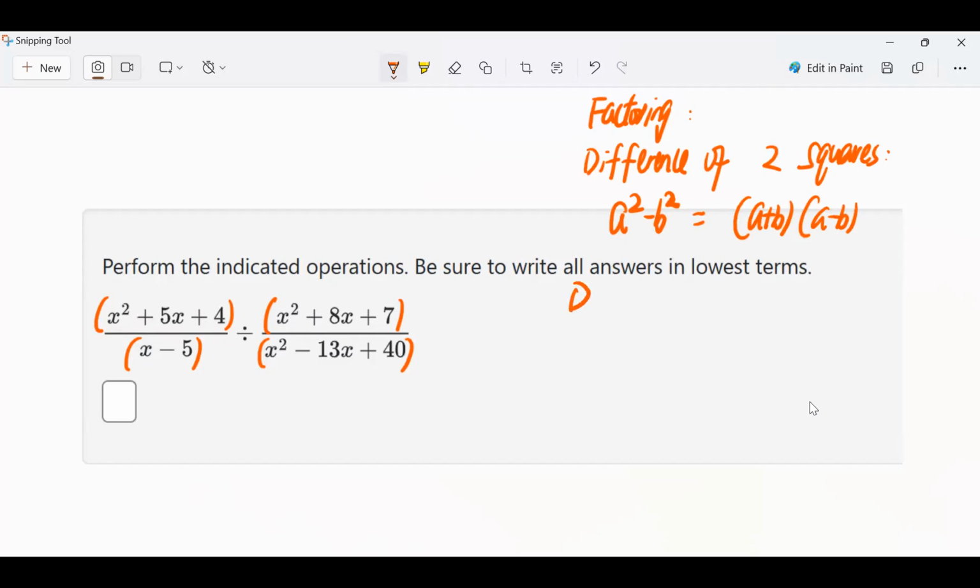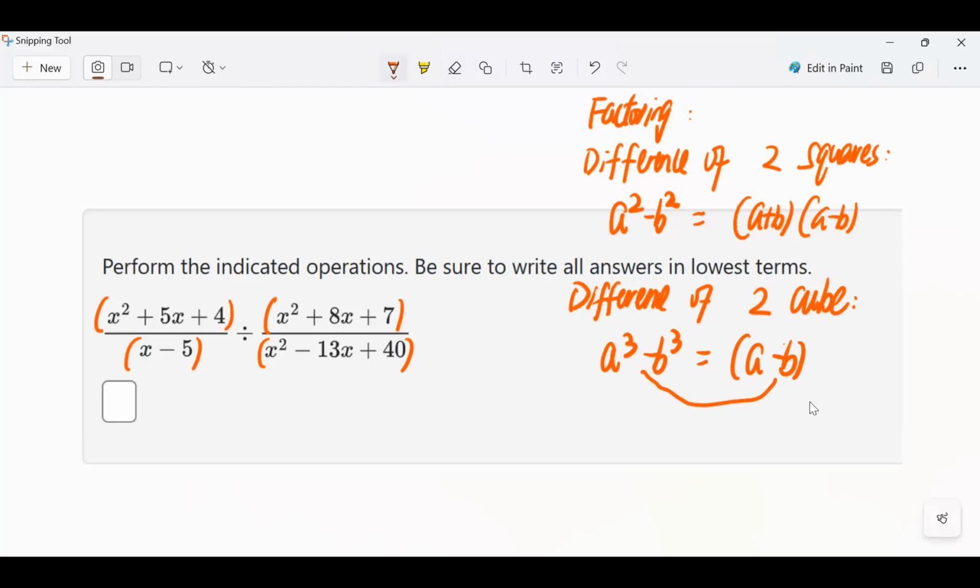And then there's the difference of two cubes. So something like A cubed minus B cubed. You do A minus B, because the first term, the sign would always align with the first, so minus B, right? This is very, very important. These are aligned. And for the second factor it will be A squared plus AB, now this is plus B squared.